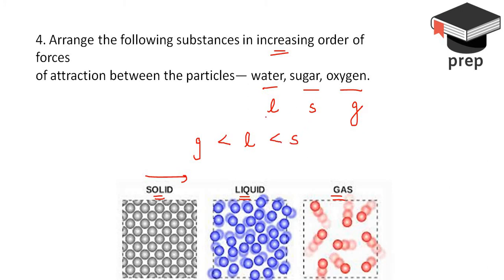So now you just have to substitute these states of matter. For the gas, it will be oxygen. For the liquid, it will be water. And for the solid, it will be sugar. So this is your answer for the fourth question. I hope this part was clear.